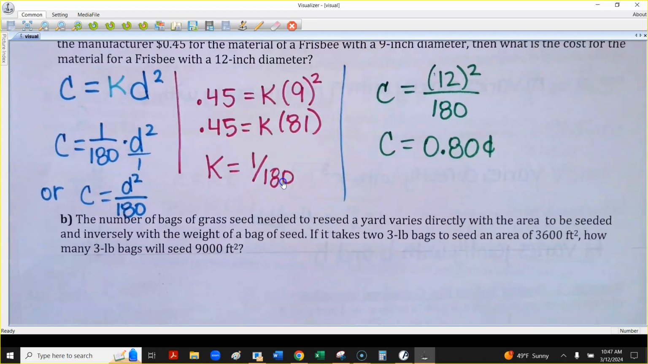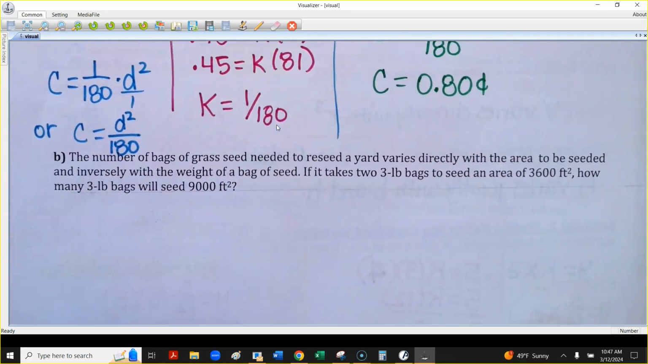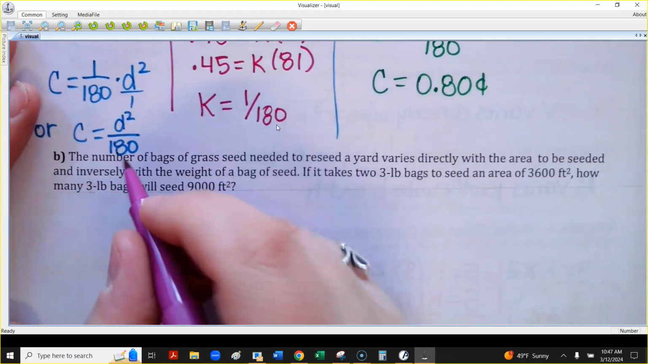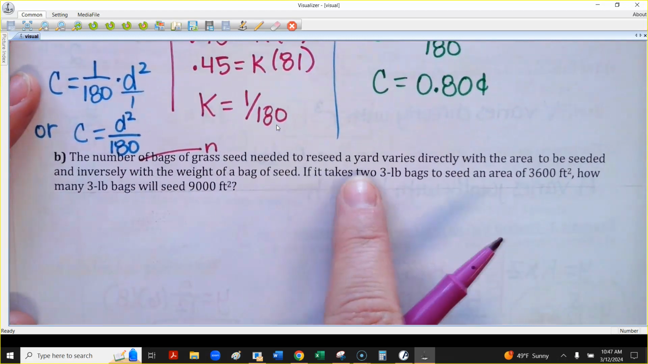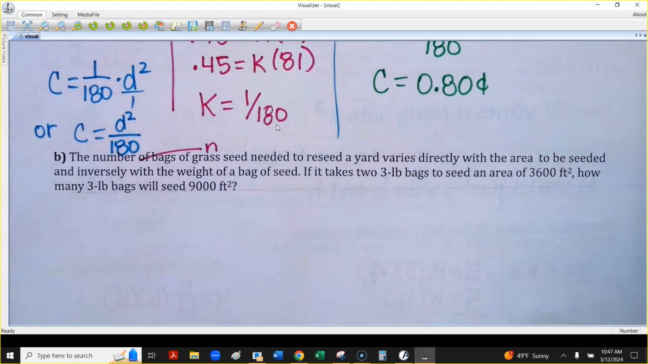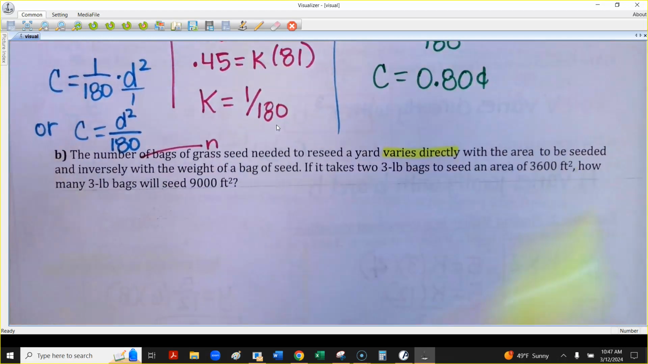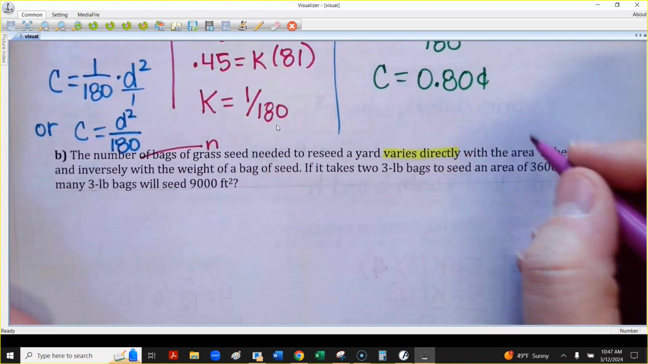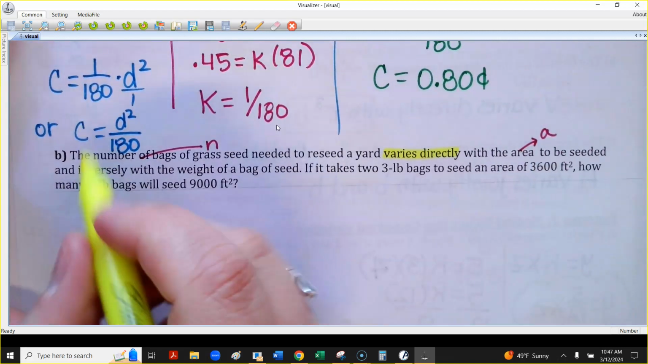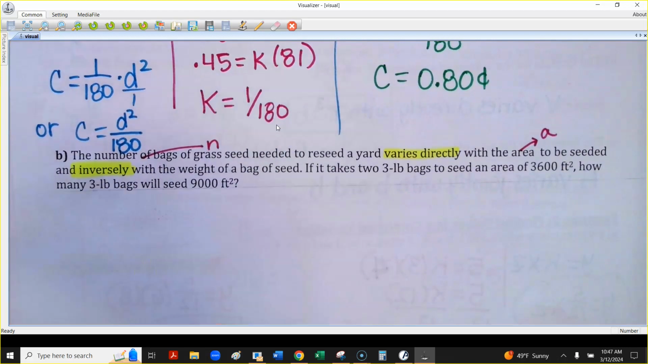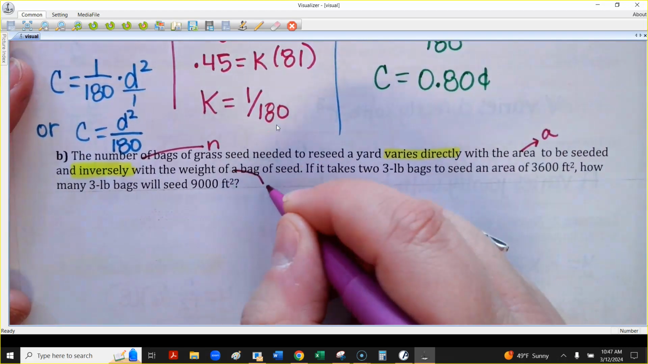Okay, this one's kind of weird, but I'm going to do one more. It says the number of bags of grass seed. So number of bags, I'm just going to use N, needed to reseed a yard varies directly with the area to be seeded. So I'm going to use A for area. And inversely, so we've got another, and inversely with the weight of the bag of seed, and I'll just use W for the weight.